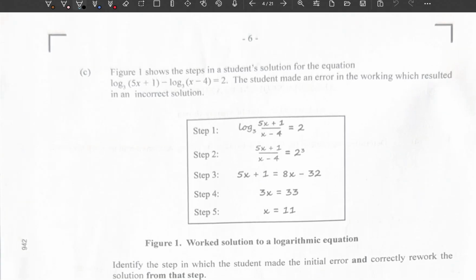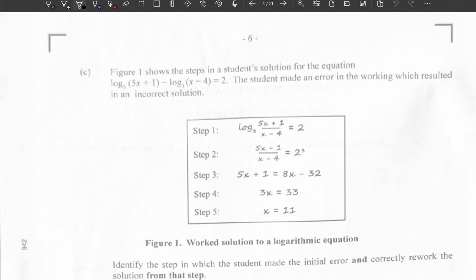Right, so step 1, we apply the division law of logs, or the minus law of logs as it is sometimes called, where it tells us if we have two logs being minus apart having the same base, we can rewrite that as a quotient of the two numbers. So we have 5x plus 1 divided by x minus 4 is equal to 2. Okay, good so far.